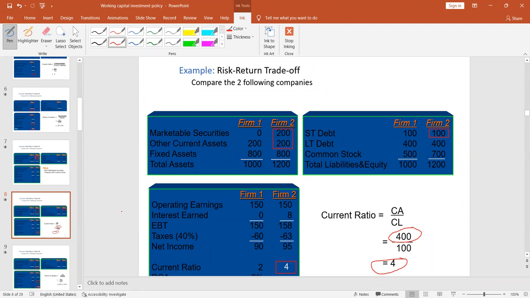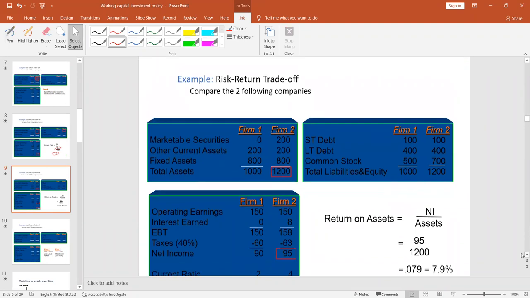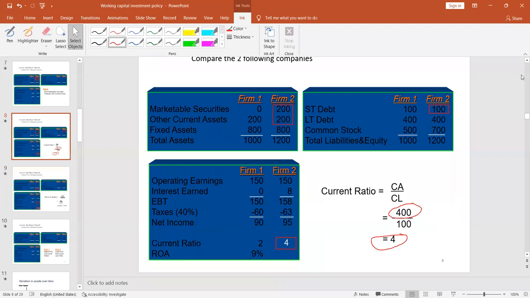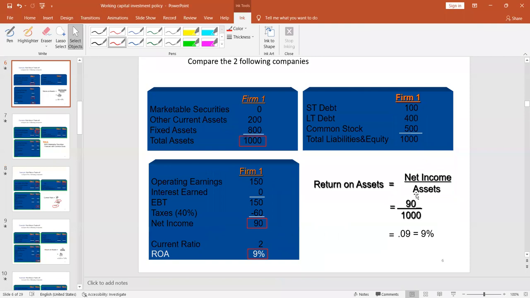So if you compare risk, in this case firm 1 is taking high risk, because the current ratio is showing a result of 2, and here it is 4. But in terms of return on asset, we can calculate return on asset. We know the formula is net income divided by total assets. So if you see in the case of firm 1, what is the return on asset?